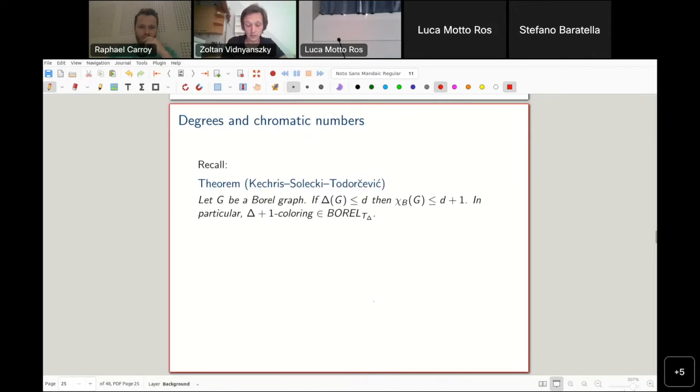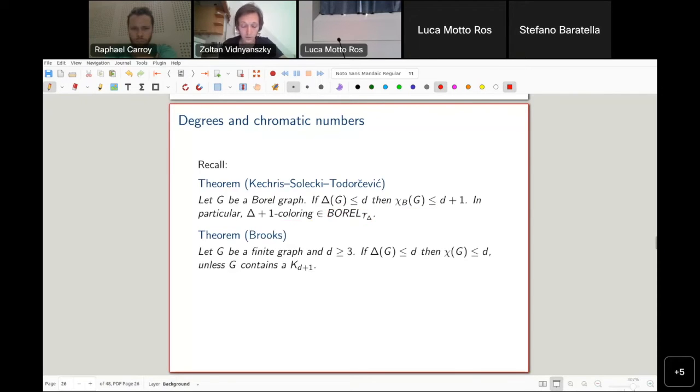Remember this theorem from the beginning, that if we have a Borel graph where the degrees are bounded by Δ, then the Borel chromatic number is at most Δ+1. Just to repeat this terminology, this means that Δ+1 coloring is in Borel T_Δ, right? Because this is a problem, Δ+1 coloring, and every Δ-regular tree has degrees bounded by Δ, so this holds. This is just for the sake of terminology.